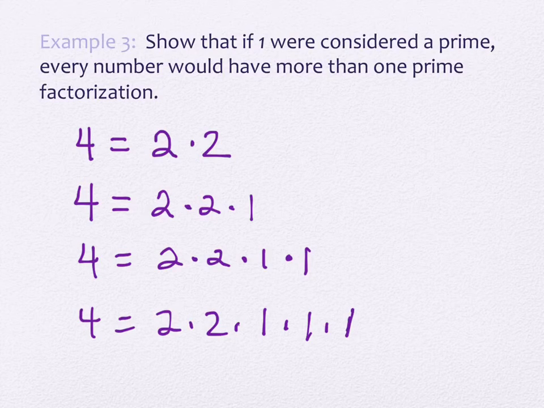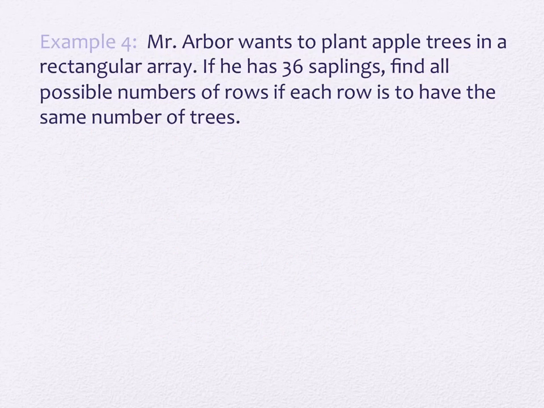So this is a very concrete example, right? The number 4. We'd have infinitely many expressions of what 4 would look like in its prime factored form if 1 were a prime number. Can you kind of see why, practically speaking, we don't want 1 to be prime? Yeah, we don't want 1 to be prime.